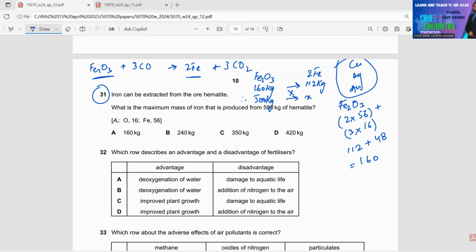112 into 500 divided by 160. So the answer is 350. C must be the right answer in this case.